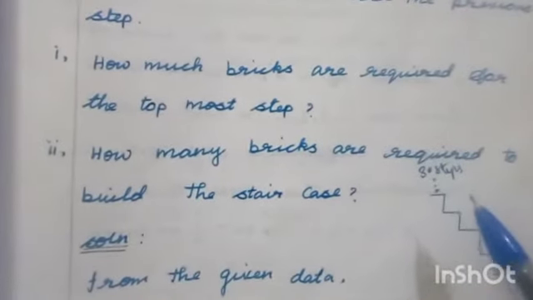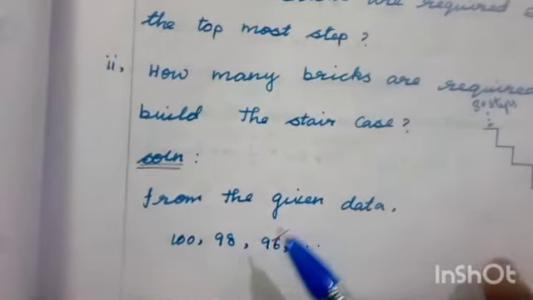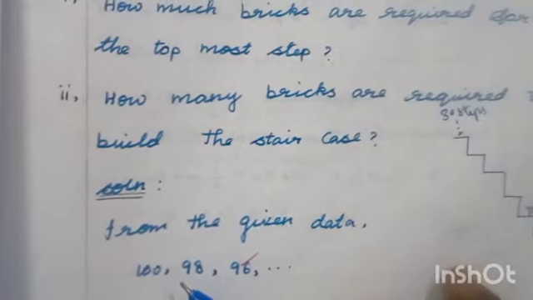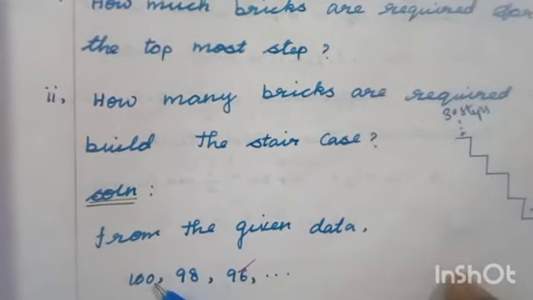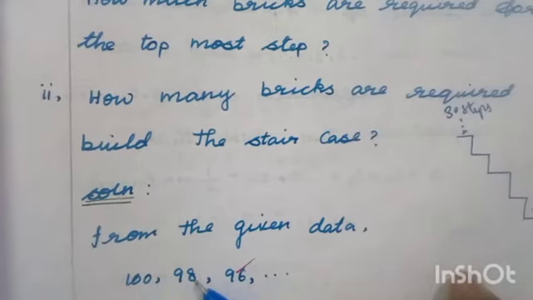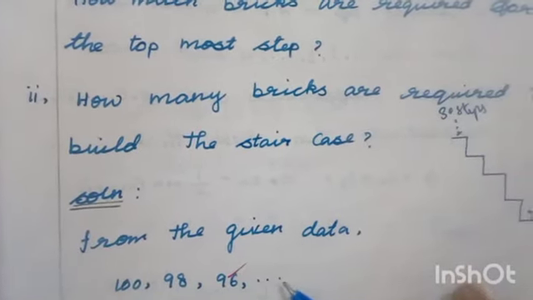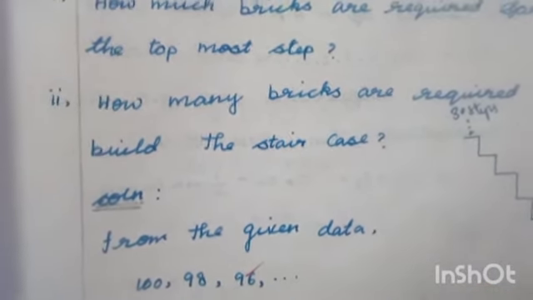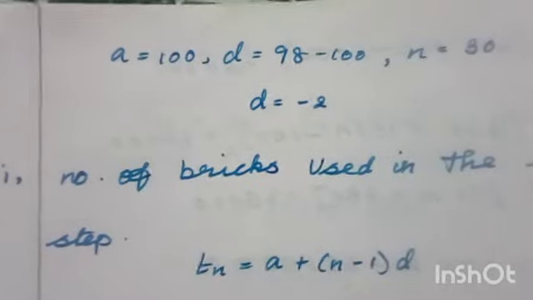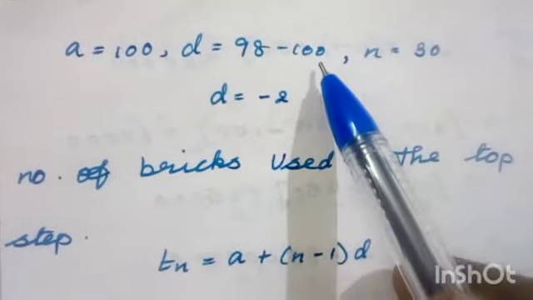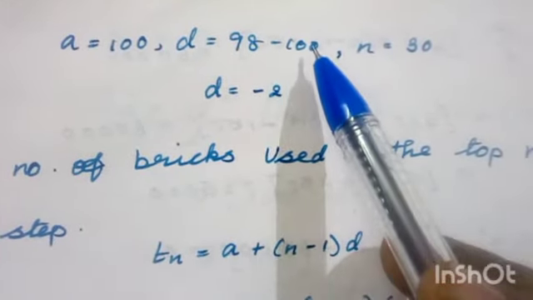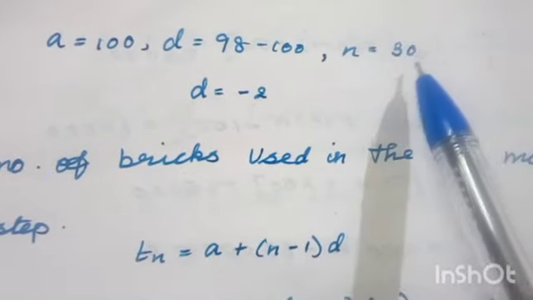So first you have to make the given data into a sequence. The bottom step is 100, then each one compared with this: 100 minus 2 is 98, 98 minus 2 is 96, and so on, from the given data. The first term is T1 equal to A, that is 100. D equal to T2 minus T1, that is 98 minus 100, equal to minus 2. N equal to 30, totally 30 steps are there.